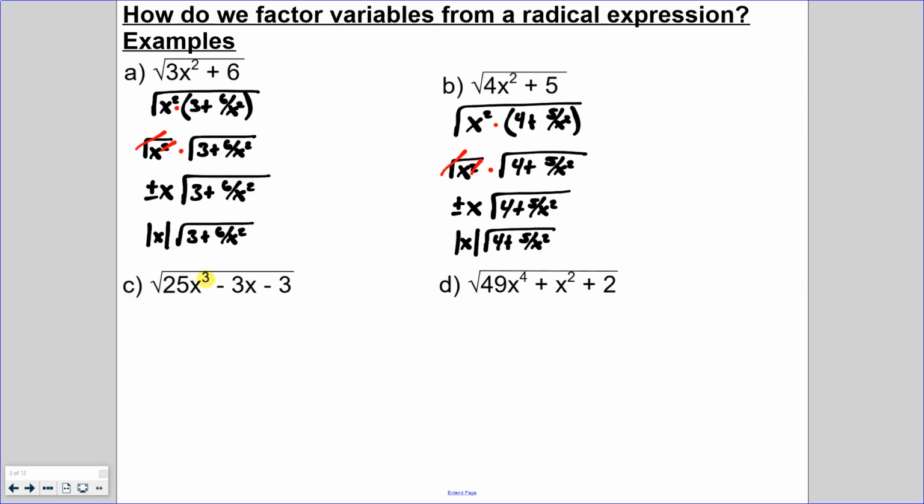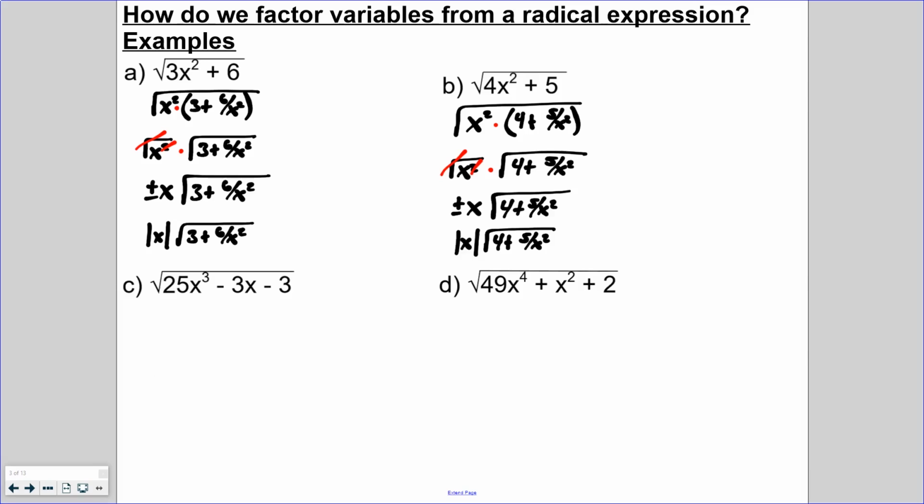Now in this case, we have an x to the third power. And unfortunately, 3 is not even. So we're going to have to do something a little bit different here for this particular radical expression. Because we don't want to factor out an x cubed, because we can't take the square root of x cubed easily. Can we do it? Yes, but it's not as simple as we would like.